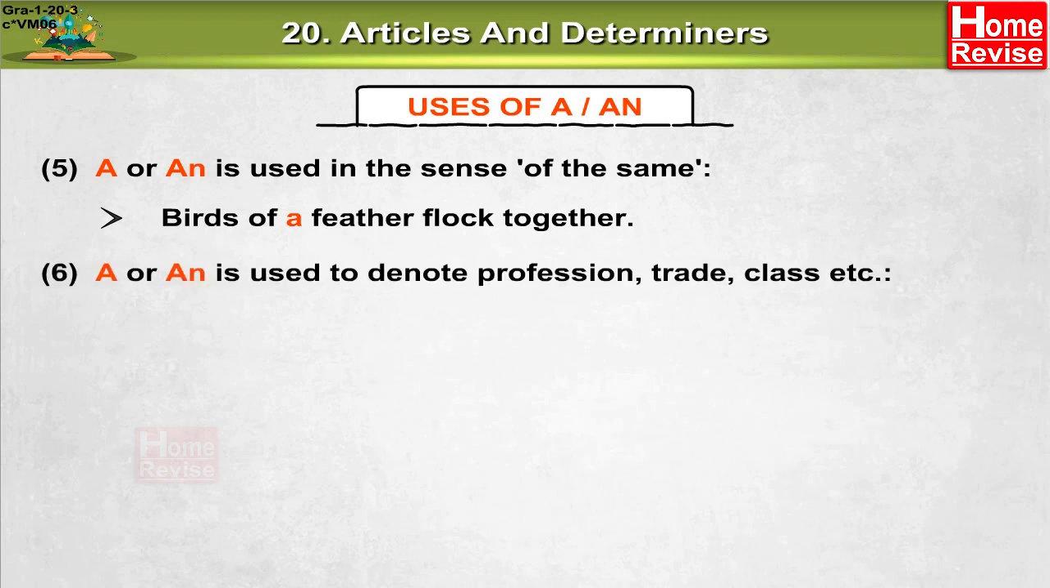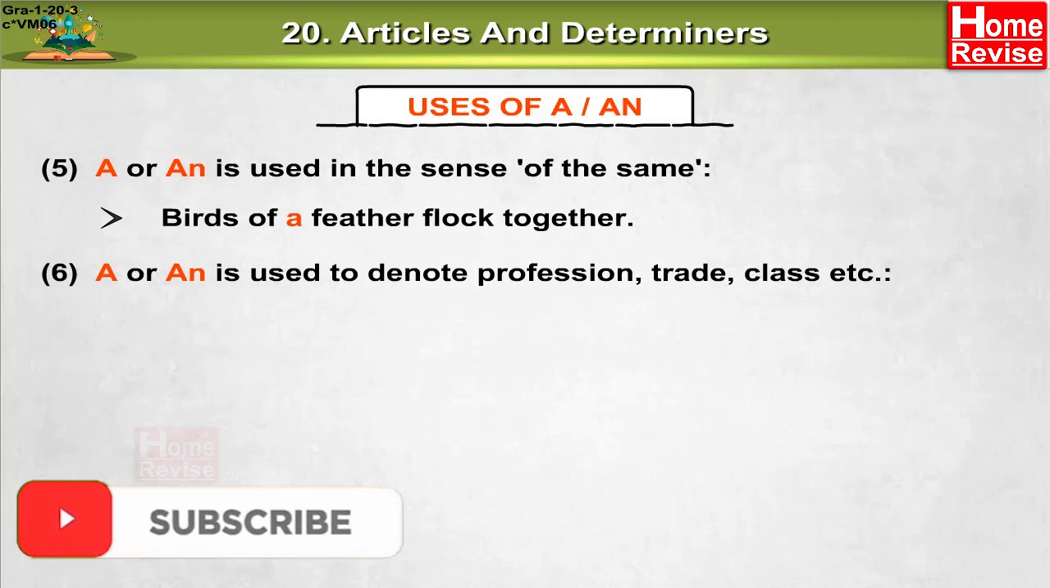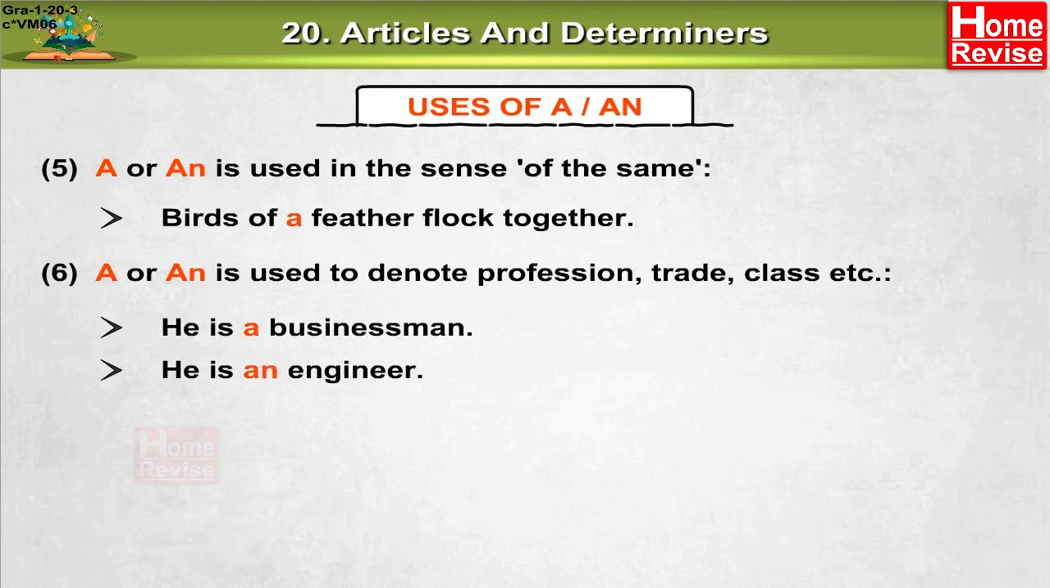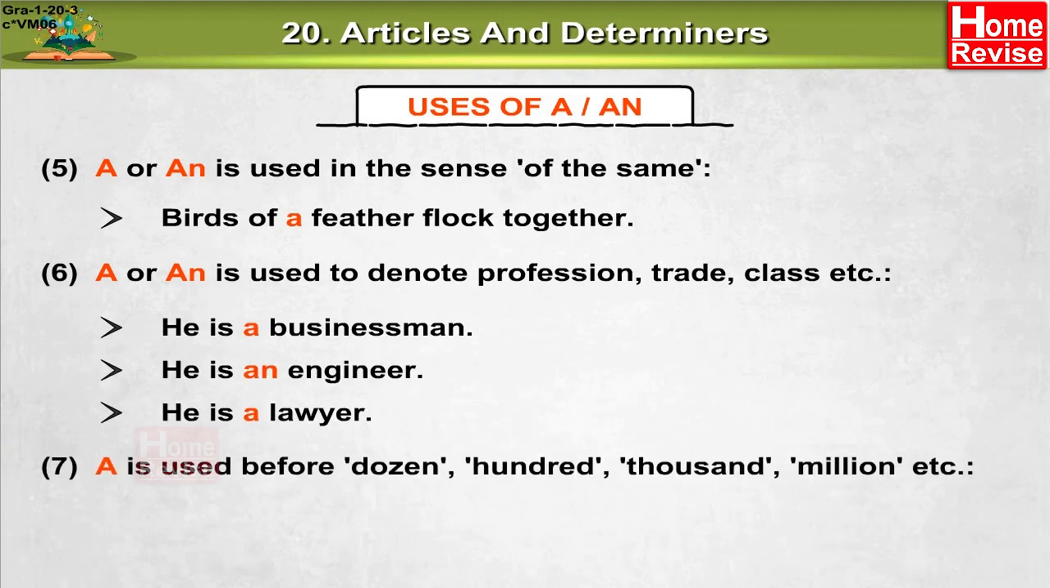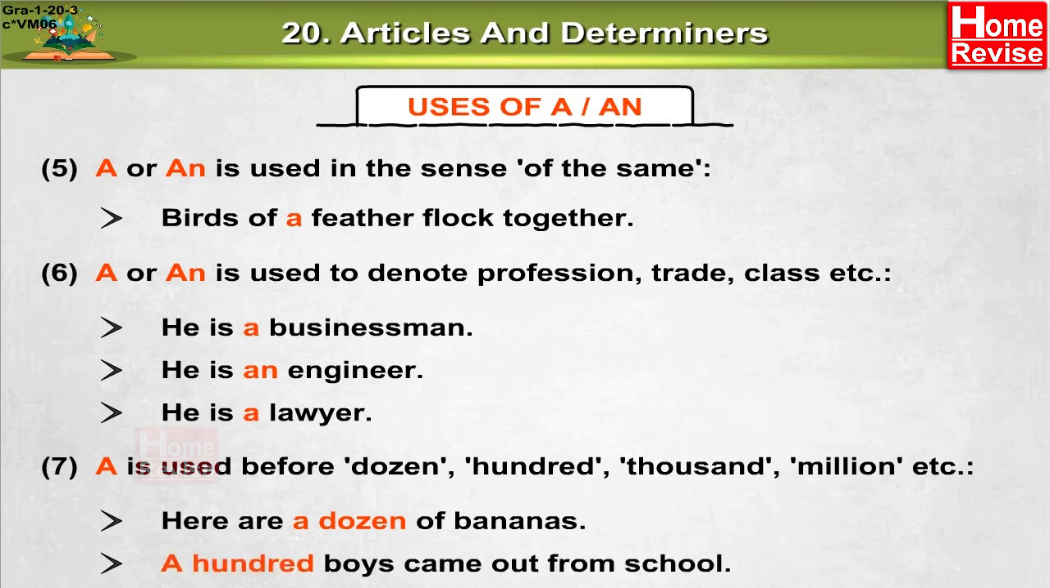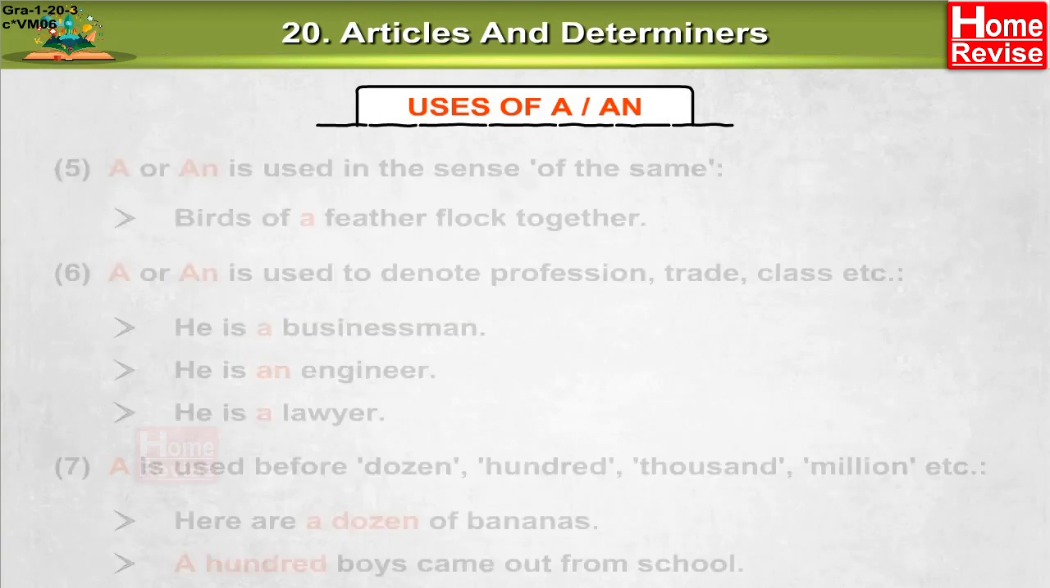Sixth, a or an is used to denote profession, trade, class, etc. He is a businessman. He is an engineer. He is a lawyer. Seventh, a is used before dozen, hundred, thousand, million, etc. Here are a dozen of bananas. A hundred boys came out from school.